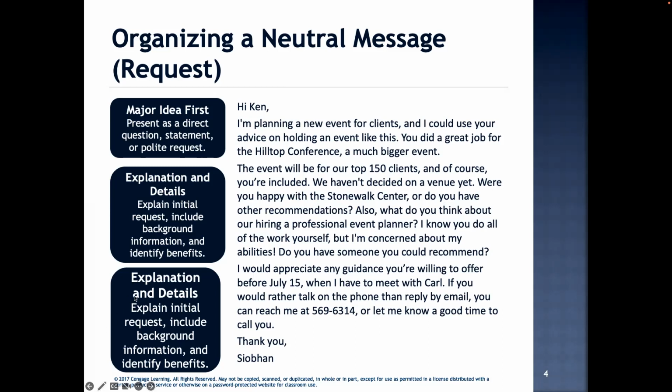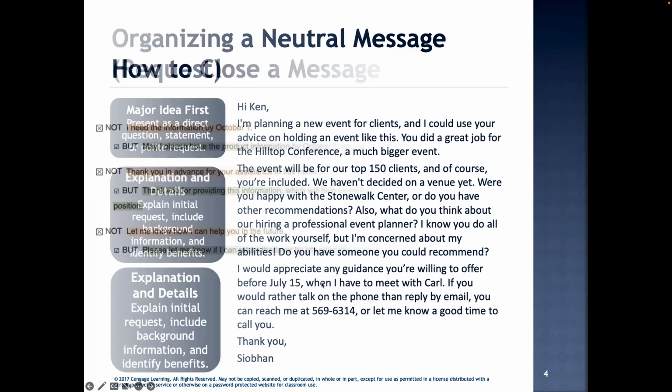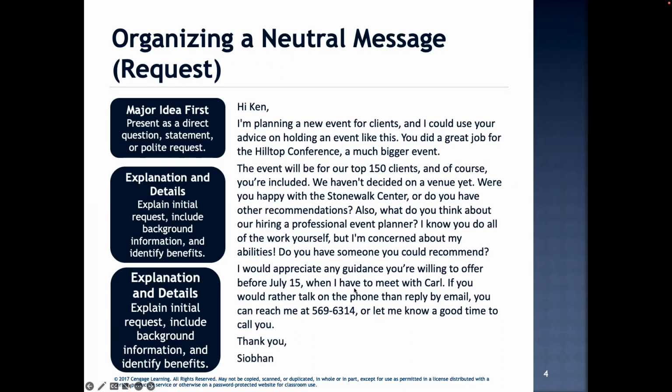And then at the bottom, we have a little more explanation and details, and we're asking for some kind of a response, okay? When we ask for a response, we're doing it with a specific date in mind. July 15th, right, is when they have to meet with the person they need to meet with, and they're asking for them to reach out, okay? So I want you to go to your email and see if you can find a neutral message that someone has sent you. Is it organized in this kind of way, or is it organized with some kind of different structure?